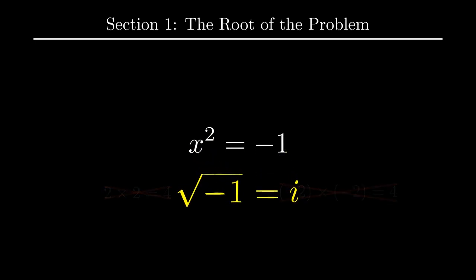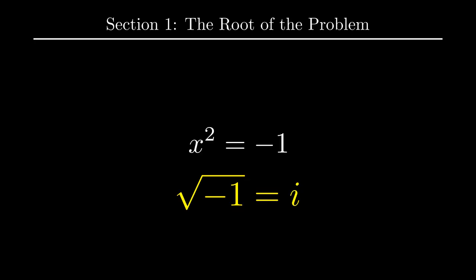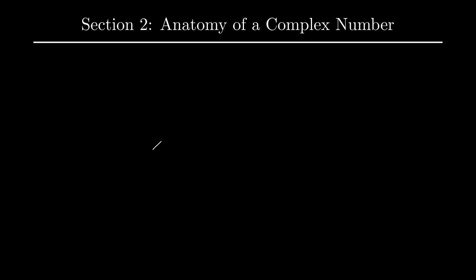The great minds of the 16th century decided to just imagine a solution. They defined the square root of -1 as a new fundamental unit, calling it i for imaginary. This wasn't a mistake, it was a mathematical revolution. Section 2. Anatomy of a complex number.